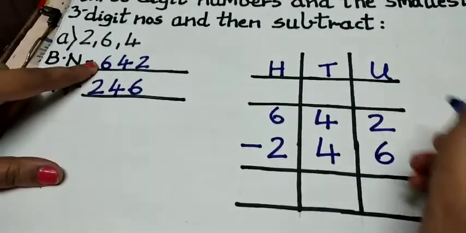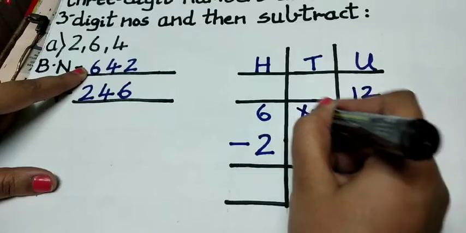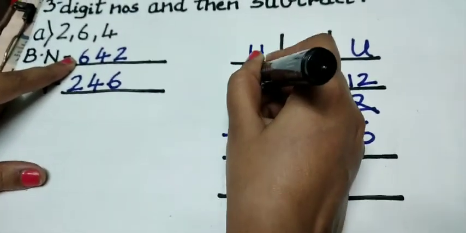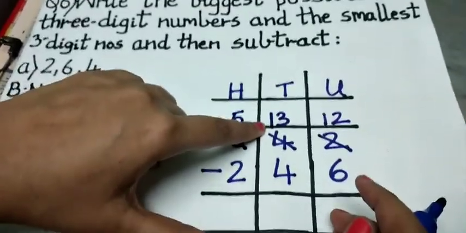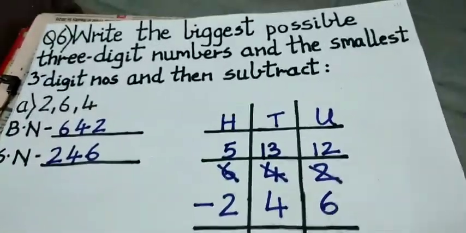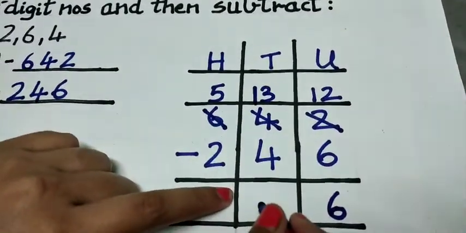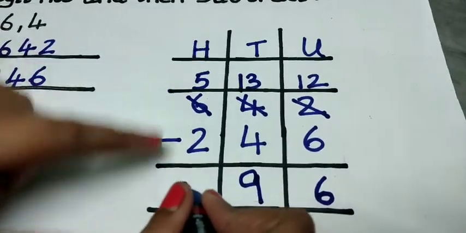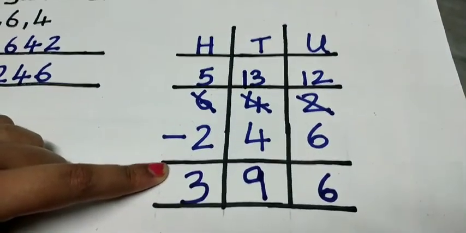246. Now 2 becomes 12, 4 becomes 3, 6 becomes 5 and 3 becomes 13. 12 minus 6 is 6. 13 minus 4 is 9 and 5 minus 2 is 3. Okay. So this is how you solve the sum.